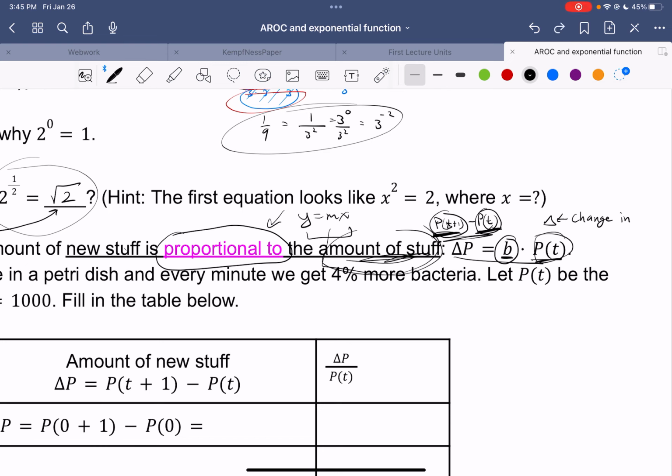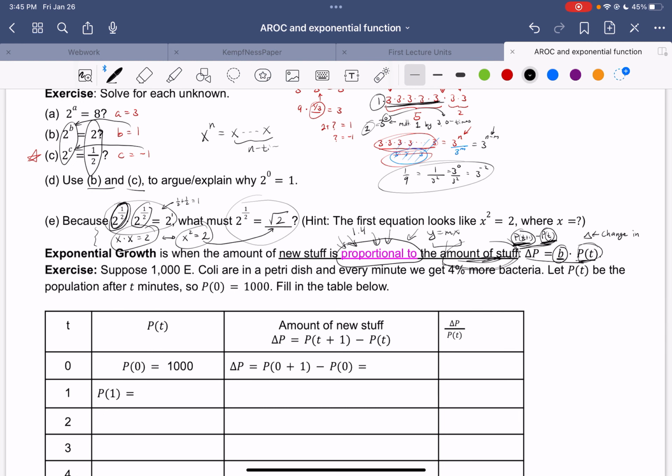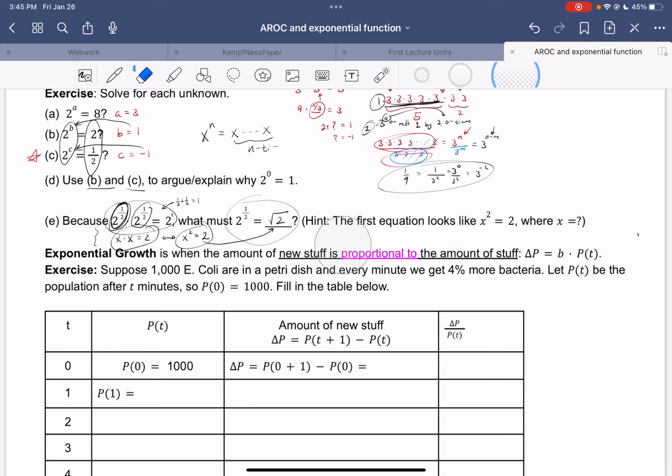This is section 1.4 in the text. It won't talk about exponential growth, but it'll talk about the word proportional to. This is a big deal. There's a reason why I've put it in both of my handouts so far. So if you haven't watched last video, find the part where you talk about proportional to. Maybe go into more detail, or check out the textbook, section 1.4. So to be exponentially growing means the amount of new stuff is proportional to the amount of current stuff.